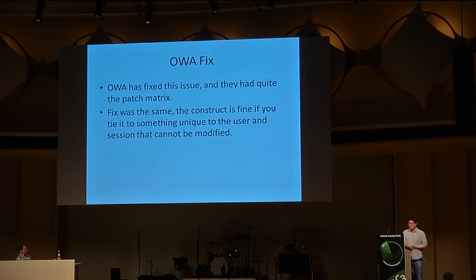So Outlook has clearly fixed this issue. They had quite the complicated patch matrix, but they got it done. And again, the fix was similar. You always want to make sure that you use a value that is unique to the user and that cannot be modified. So there are really two properties that should hold here. First of all, an attacker should not be able to use an arbitrary pair of cookie value and, say, GET or POST parameter to forge a request. But also, the attacker should not be able to repurpose his own legitimate value for such an attack as well. So if those two properties hold, then that's good.